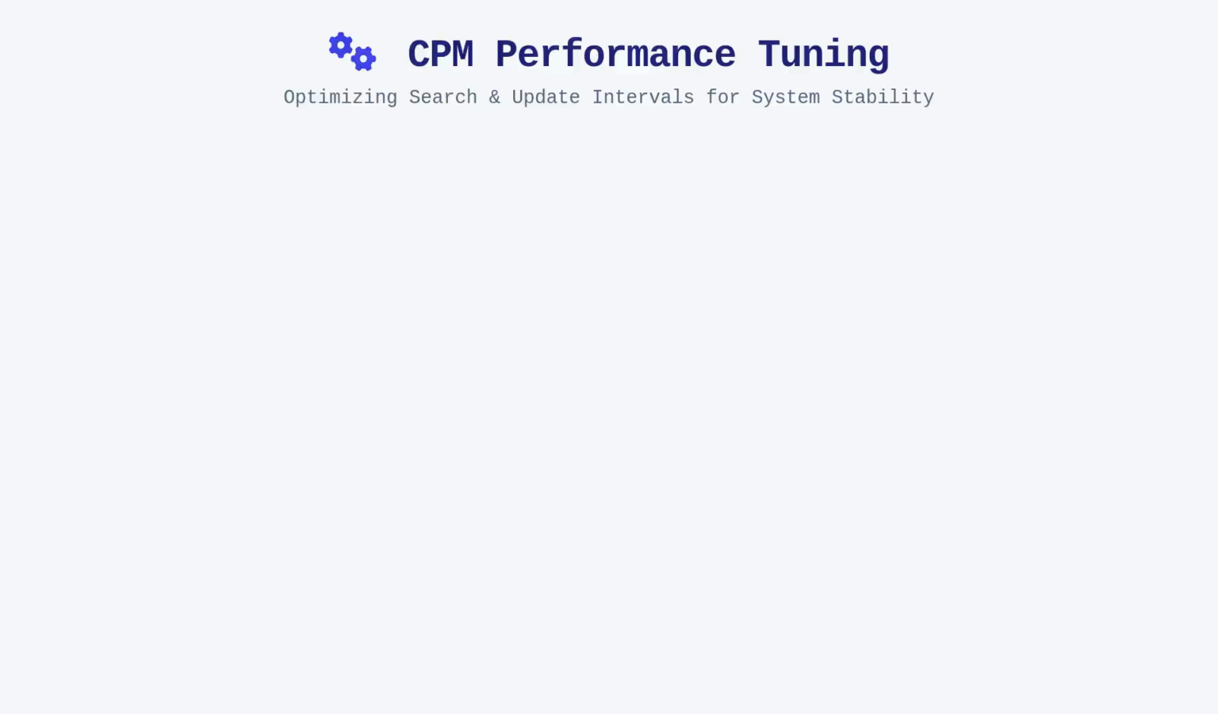One of the most critical aspects of this tuning involves adjusting the search and update intervals, which determine how aggressively the CPM interacts with your systems. If a specific system requires more frequent verification, or if a legacy device struggles under the load of constant connection attempts, you can modify these intervals within the platform settings.